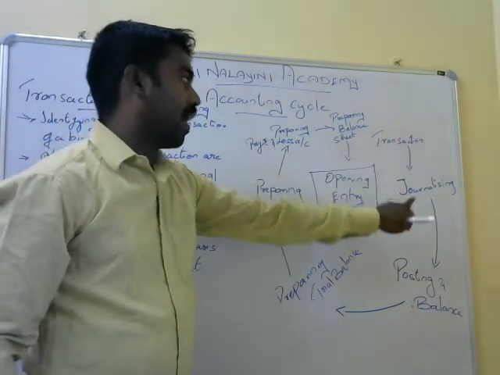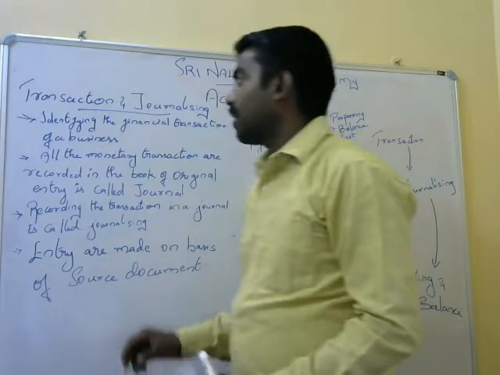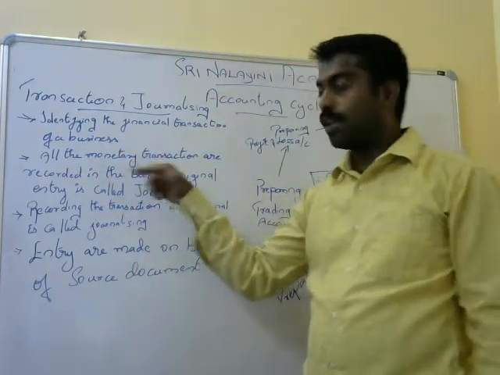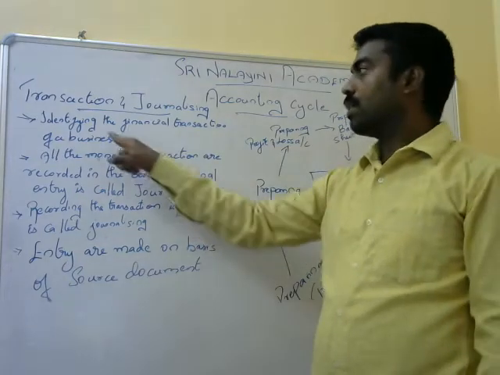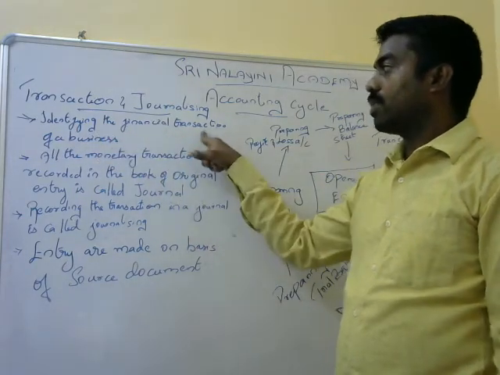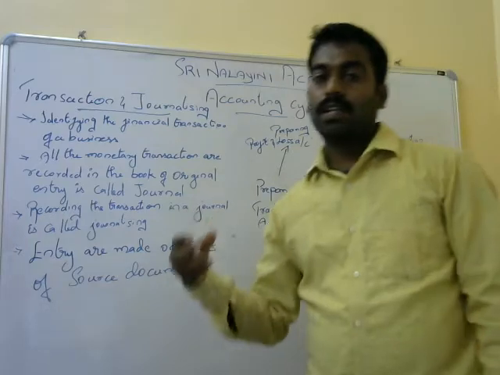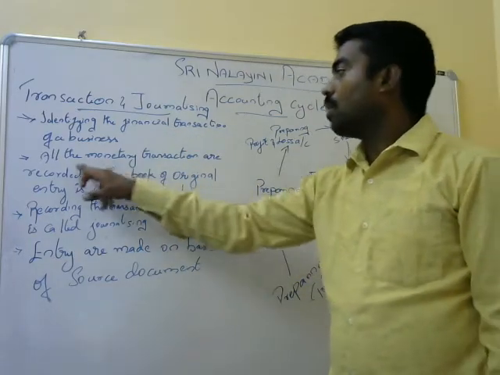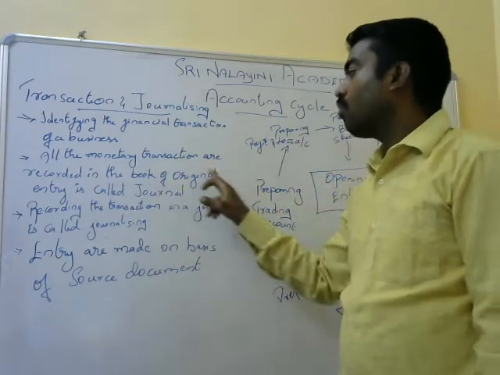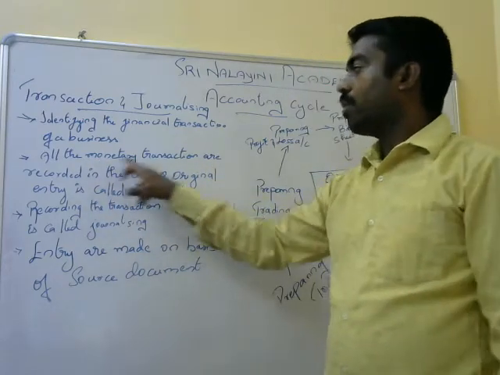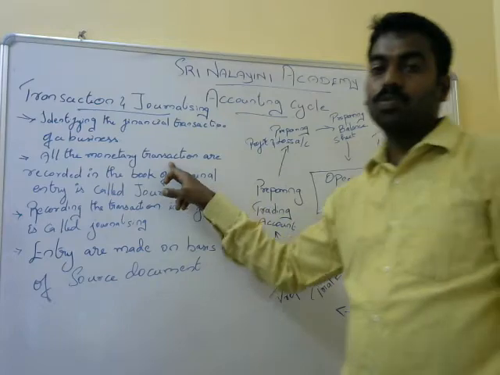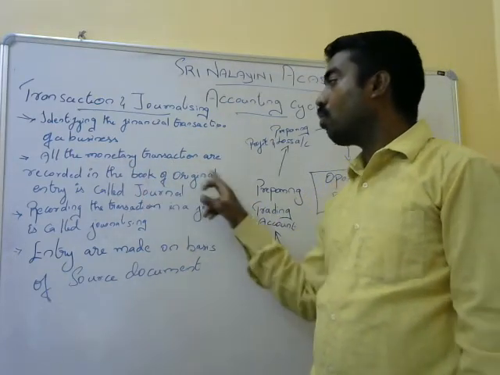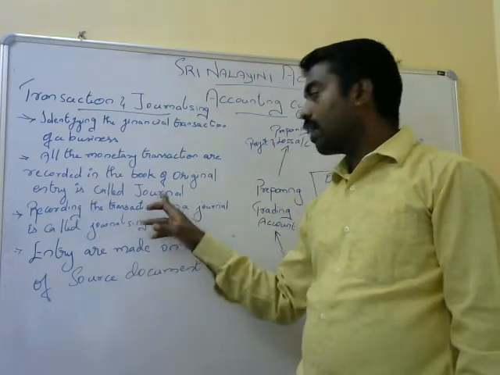What is a transaction and journalizing? A transaction is nothing but identifying the financial transaction of a business. I said earlier that we identify the financial transaction. What is a financial transaction? Buying an asset or buying goods. It is a financial transaction on a monetary basis. All the monetary transactions are recorded in the book of original entry, called the journal.